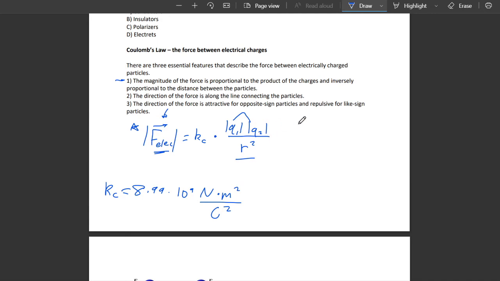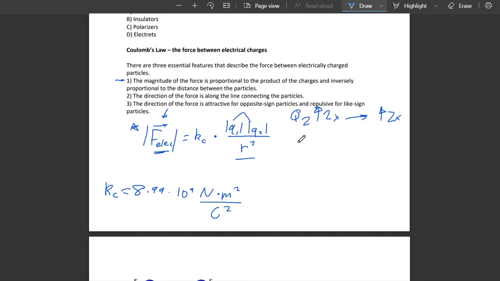So if I were to say that Q2 increased by a factor of 2, what would we then say happened to the force between the electrical charges? Well, if Q2 increased and everything else was held constant, the force between the two charges should increase by a factor of 2. Let's consider the distance.